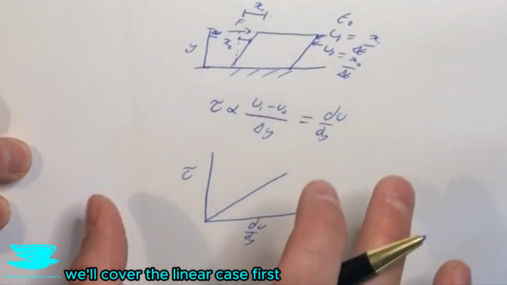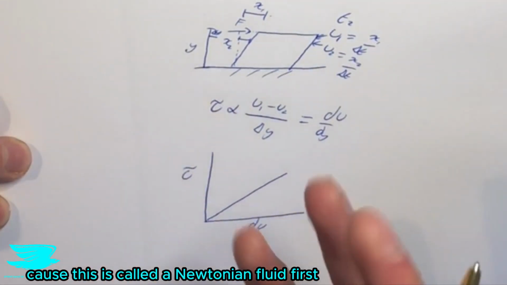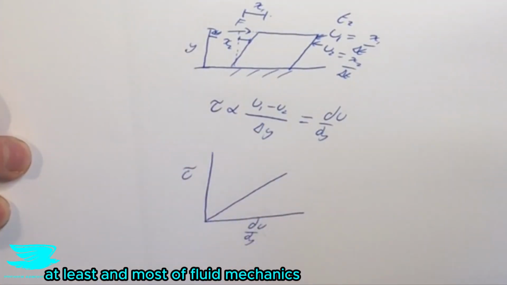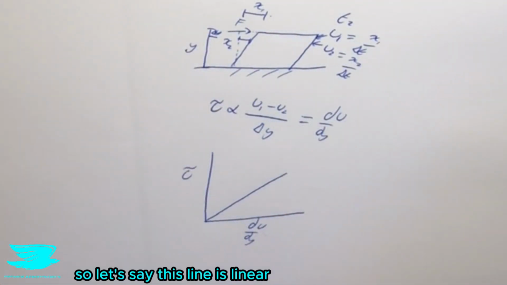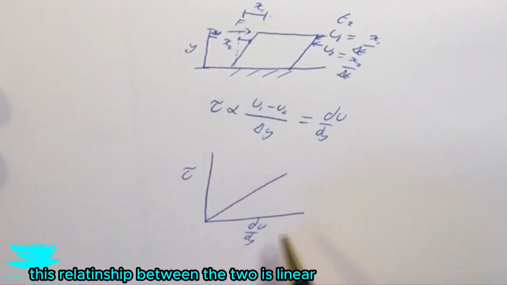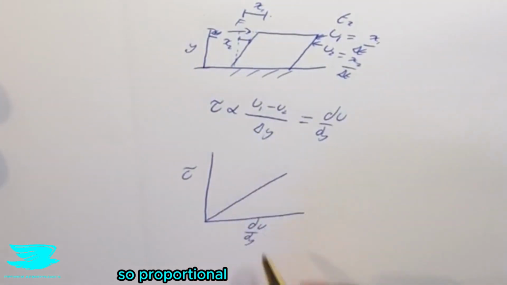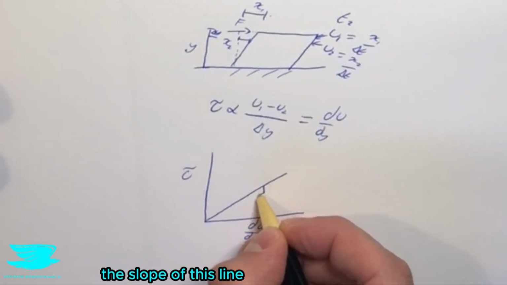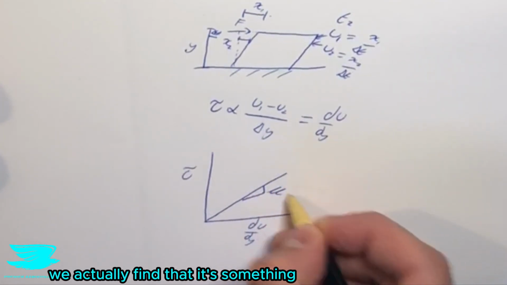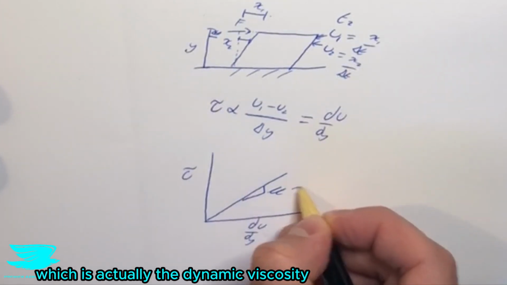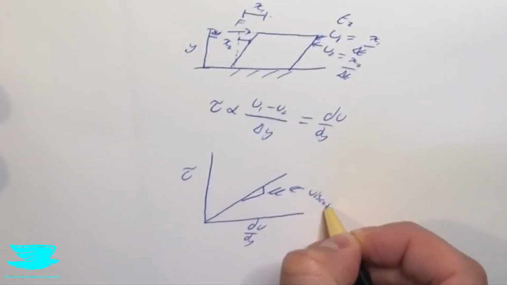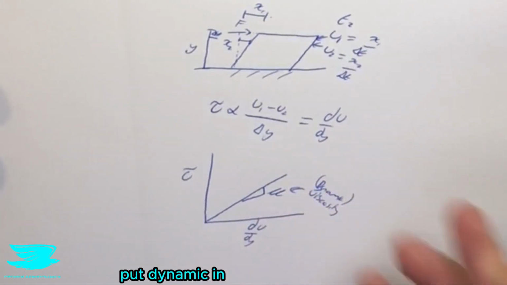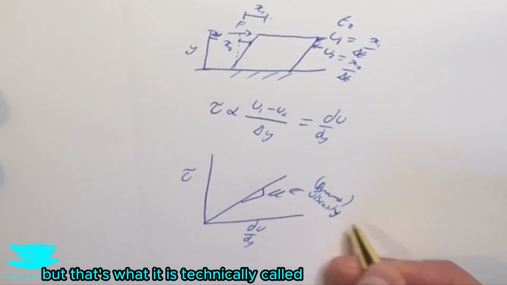We'll cover the linear case first because this is called a Newtonian fluid, and this is the most common one that we use in aerodynamics at least, and most of fluid mechanics. So let's say this relationship between the two is linear, so it's proportional. That means that if we calculate the slope of this line, we'll find that it's something called mu, which is the dynamic viscosity. We often don't put "dynamic" in, but that's what it is technically called.